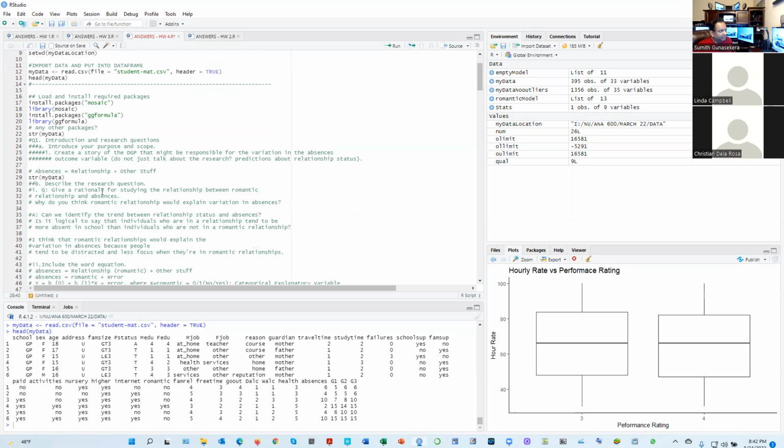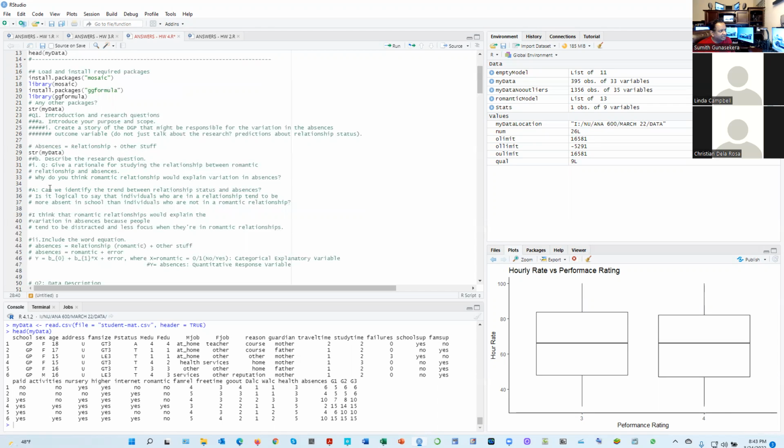So then we built up this one: describe the research question, give the rationale for studying that kind of relationship between romantic relationship and the absences. You are trying to build up some kind of association between the romantic relationship and the absences. What do you think the romantic relationship would do? Explain the variation in absences. So we discussed that one thing.